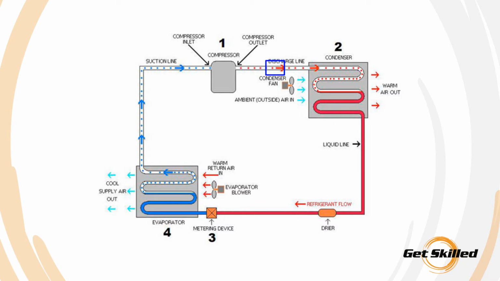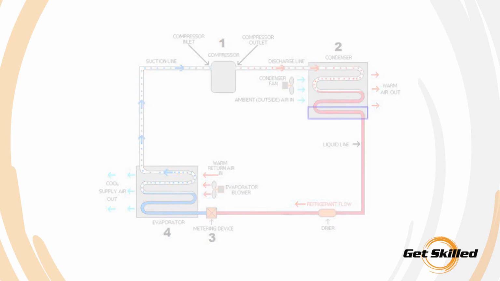Vapor refrigerant enters the condenser and changes state from a vapor to a liquid. This change occurs due to the ambient air flowing over the coil and removing the heat from the refrigerant, causing the vapor refrigerant to condense to a liquid.